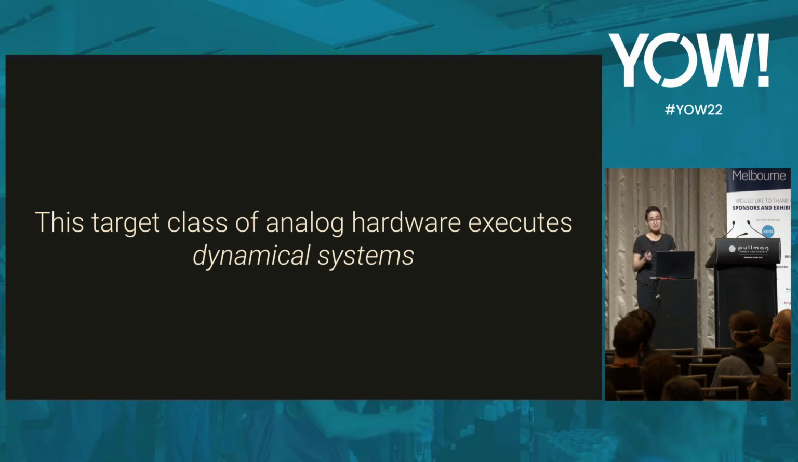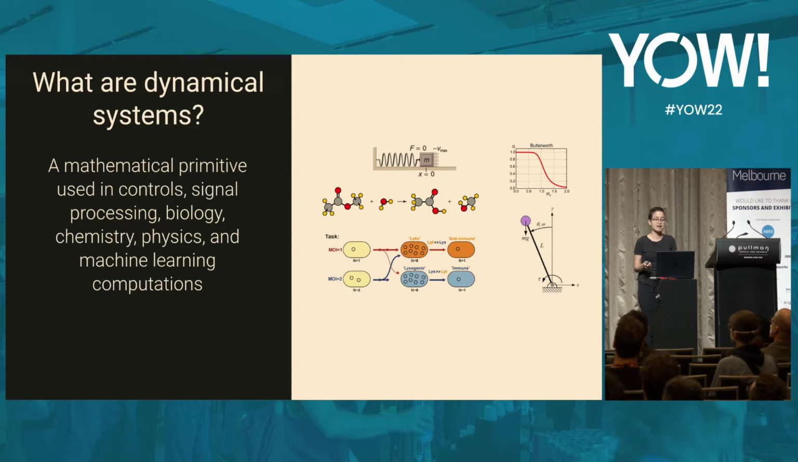So anyway, it might not surprise you that this class of analog hardware platforms are not general purpose computing platforms, right? We're not going to be running Emacs with this hardware. We're going to be doing a very specific subset of computations. We are going to be executing dynamical systems. Now, what is a dynamical system? It is a mathematical primitive we see in many different fields. Relevant fields include controls, signal processing, biology, chemistry, physics, even machine learning nowadays. Basically, it's a mathematical construct that appears everywhere. And a common way that dynamical systems are written is with differential equations. But I'm intentionally keeping it vague because there are dynamical systems that you do not write with differential equations. So anyway, that's what a dynamical system is.